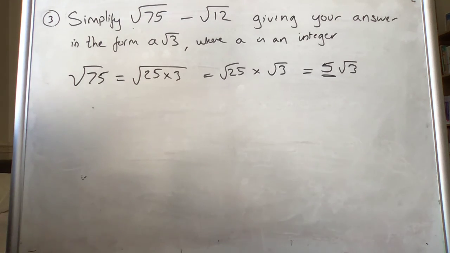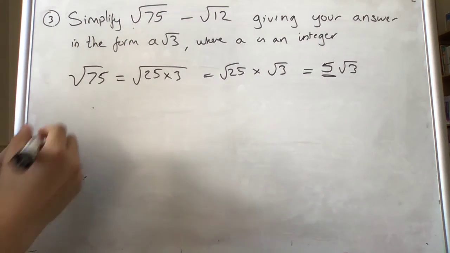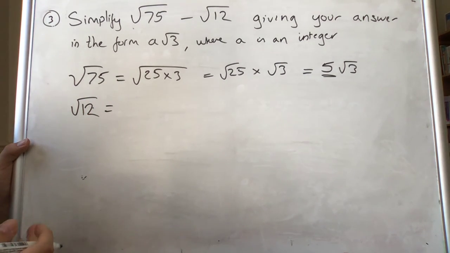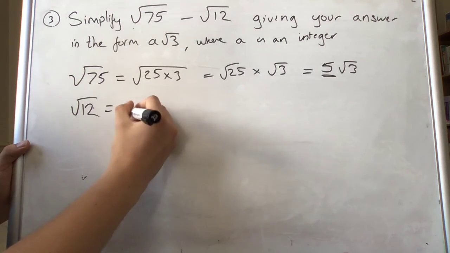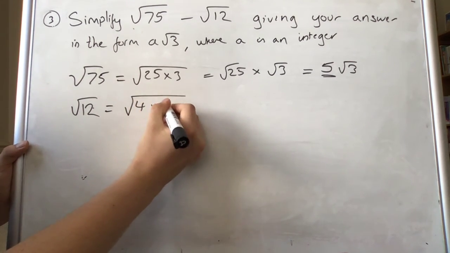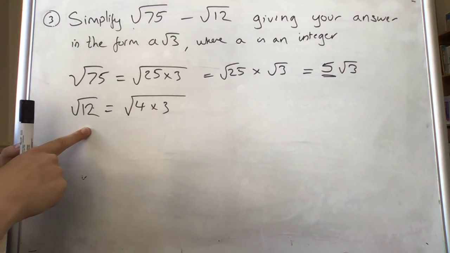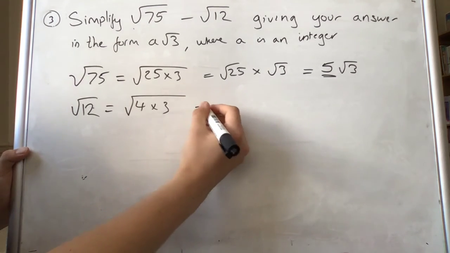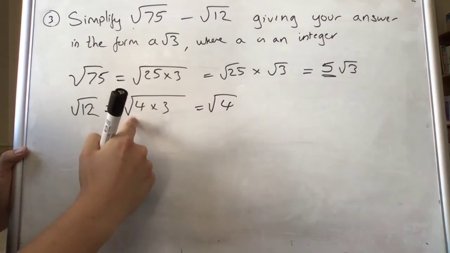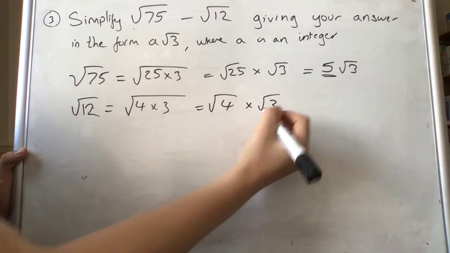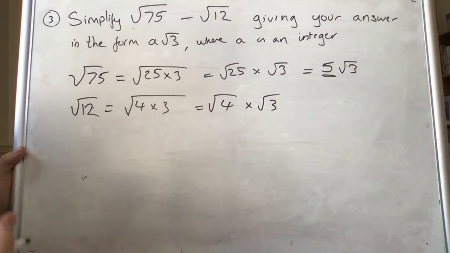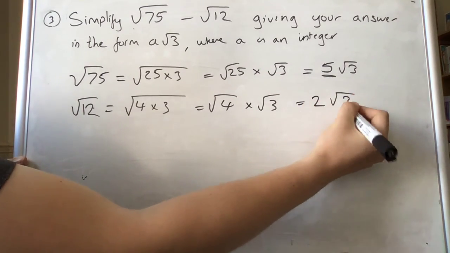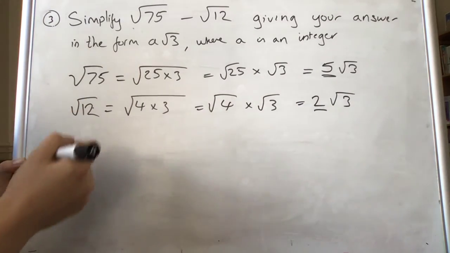Now let's see if we can do the same with our negative square root of 12. Okay, so 12 divided by 3 is 4, so we can do the same thing again here. 4 times 3 is equal to 12, so we can rewrite our square root of 12 as the square root of 4 times 3. And that can be split into 2 as the square root of 4 multiplied by the square root of 3. And we know that the square root of 4 is 2 because 2 times 2 is 4, giving us 2 square root of 3. And again, we have it in this form a square root 3.